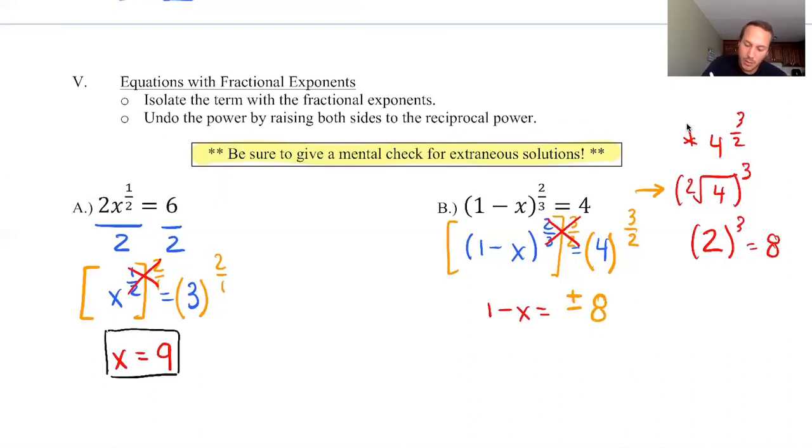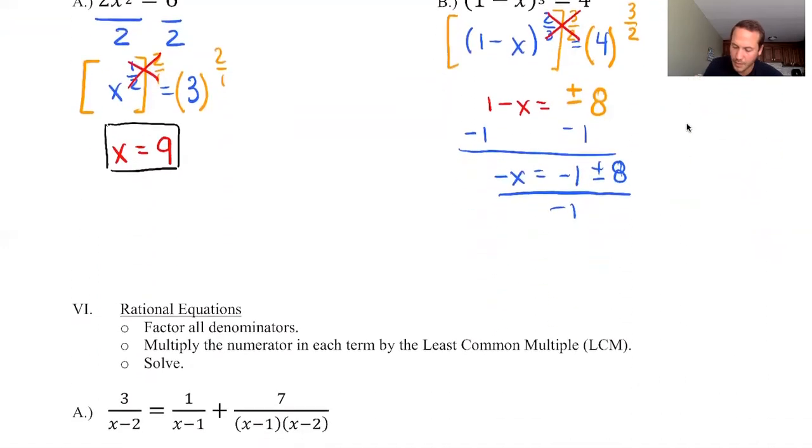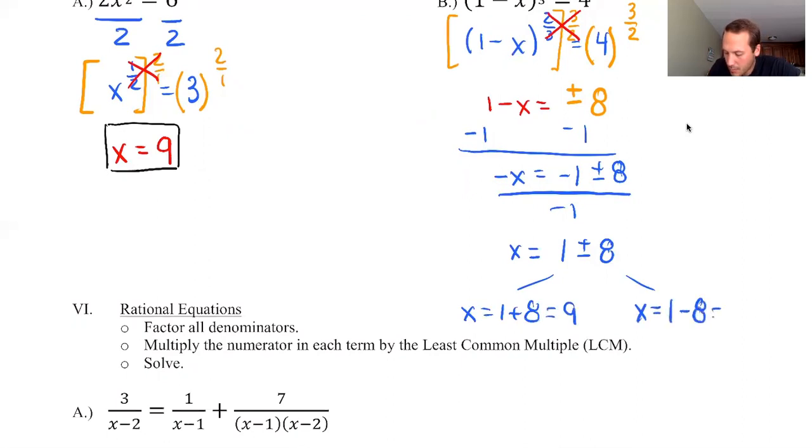Okay, and now if we keep going, let's subtract 1 on both sides. I now have negative x is equal to -1 plus or minus 8. I'm going to divide everything by -1. I'll get that x is equal to 1 plus or minus 8. From here, we split apart. X equals 1 plus 8, which is 9. X equals 1 minus 8, which is -7.